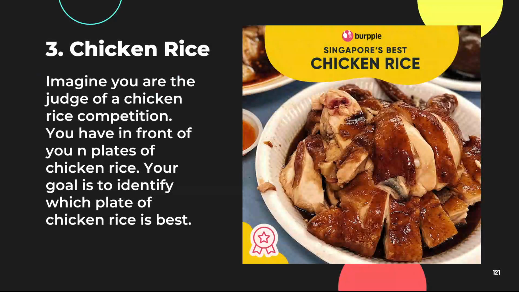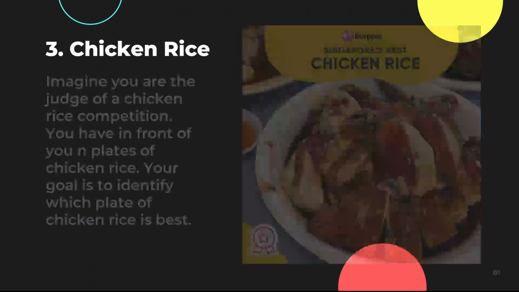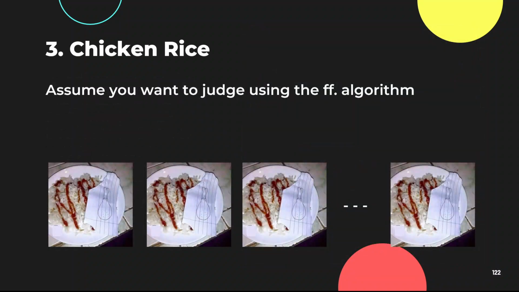We're going to discuss chicken rice. So imagine that you are the judge of a chicken rice competition. In front of you, you have n plates of chicken rice. Then you want to identify which plate is the best chicken rice. So for example, here I have a short illustration. Given my chicken rice, I want to judge using the following algorithm that is provided.